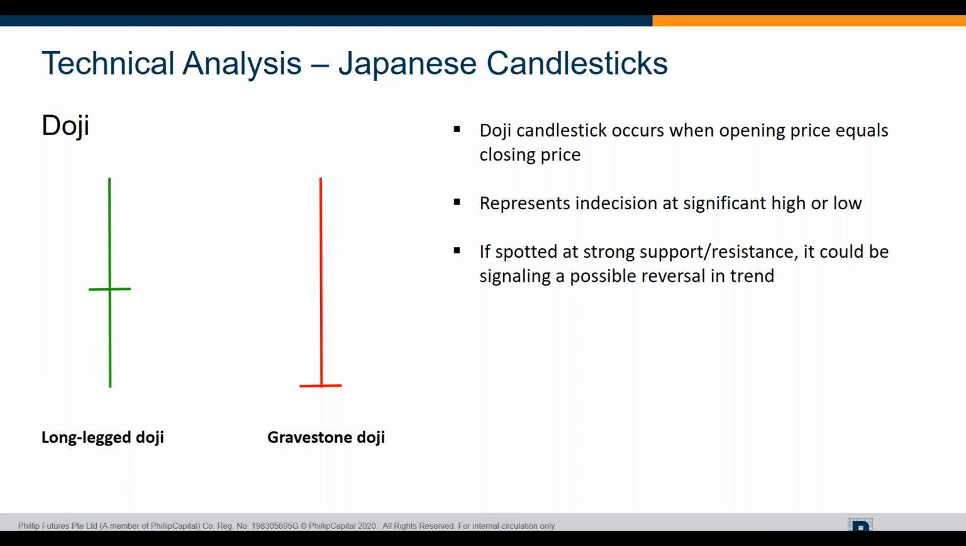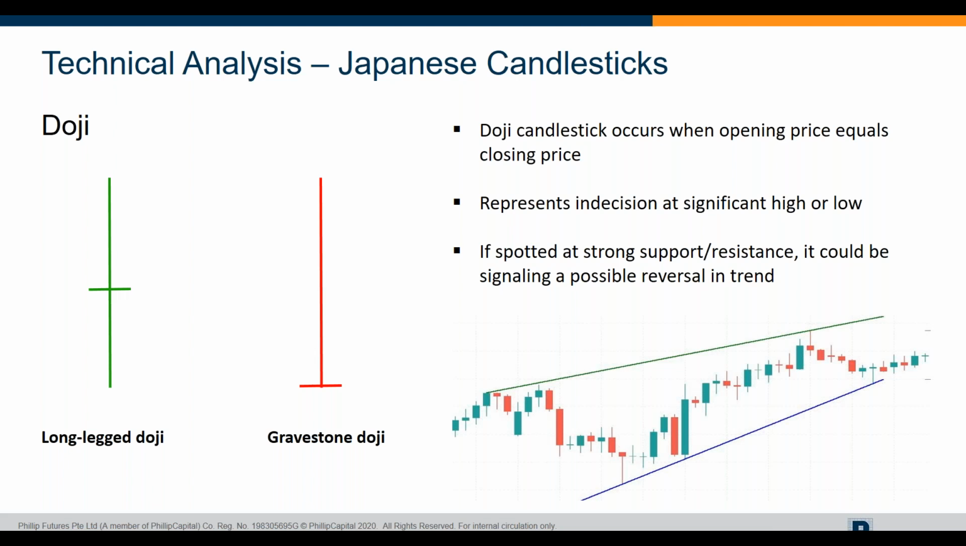So this is called the long leg doji and the gravestone doji. It basically means that when you spot these doji candles after a downtrend or an uptrend, oh sorry, in this case it's a downtrend. As you can see from this example, it may mean a reversal will be incoming.